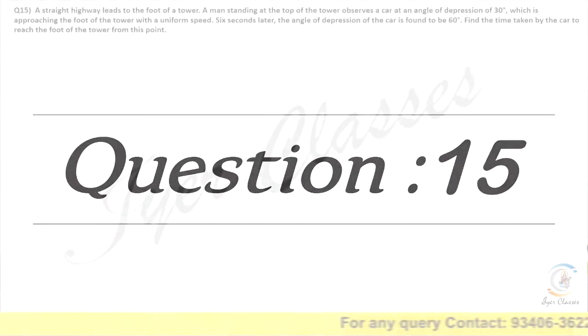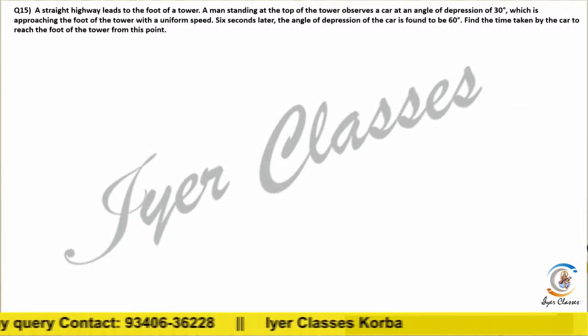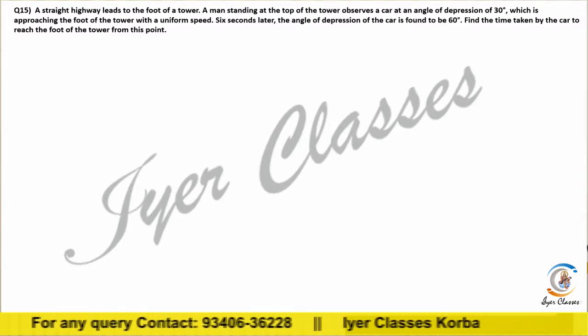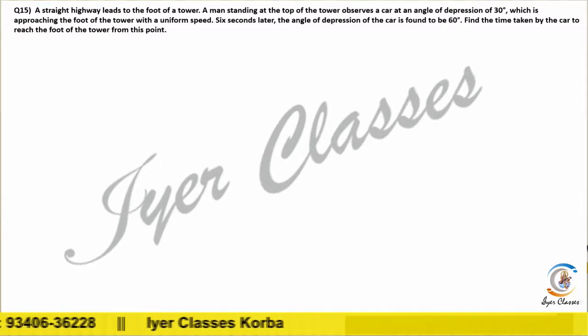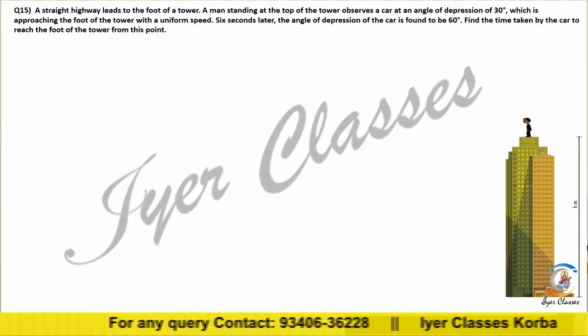Let us move on to the 15th question. A straight highway leads to the foot of the tower. A man who is standing at the top of the tower observes a car at an angle of depression 30 degrees, which is approaching the foot of the tower with a uniform speed. 6 seconds later, he sees that the angle of depression of the car is found to be 60 degrees.